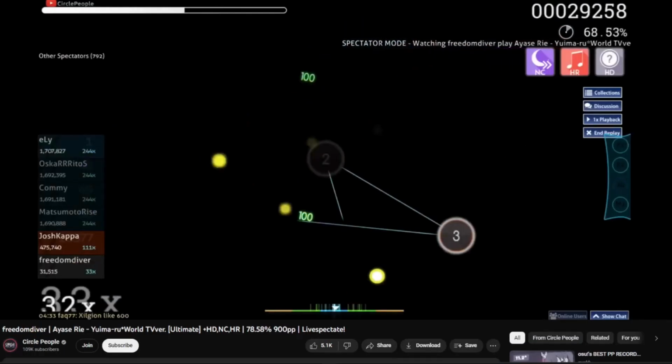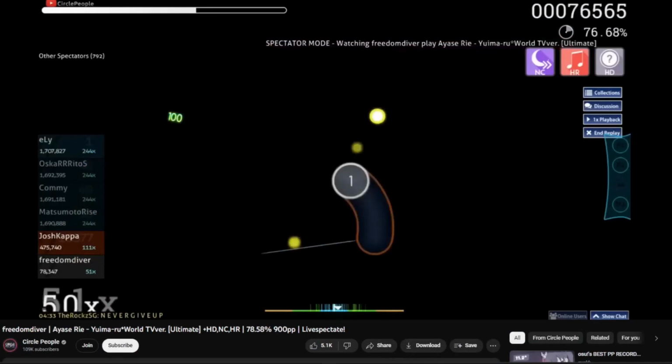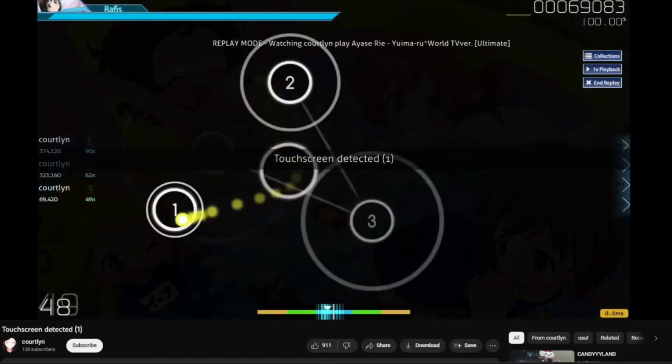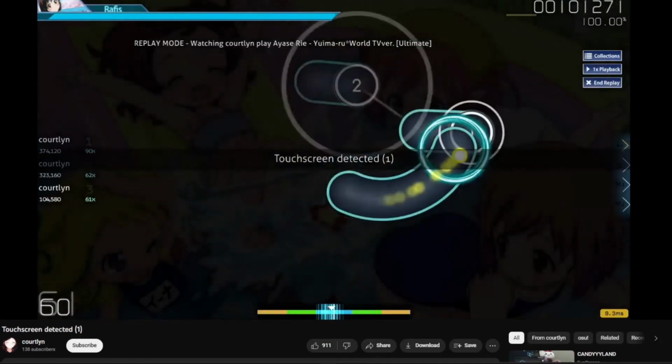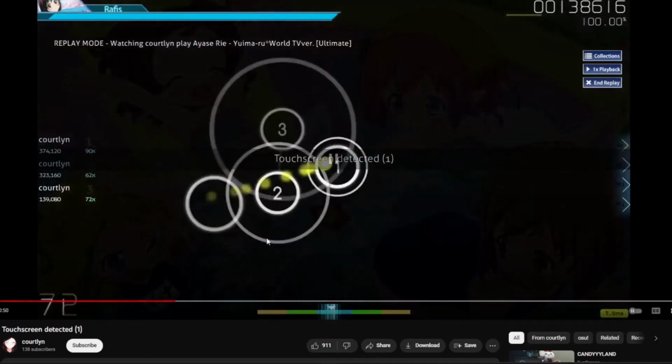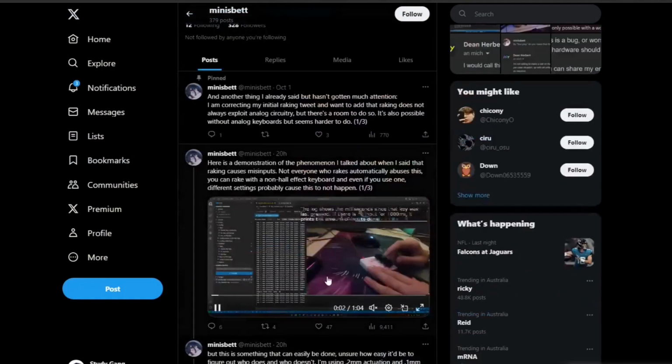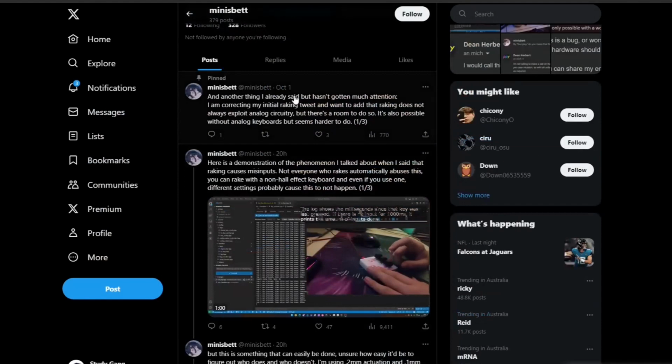Well, back in my day, when Freedom Diver did High Tide 3 mod with touchscreen to get a 900 back in 2017, I am a little bit concerned that this might be a thing. Instead, it would just say rake tapping detected. In fact, Minusbet has actually covered this really extensively, and I do have a developer background, so I would recommend that.